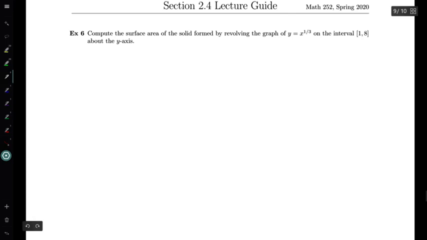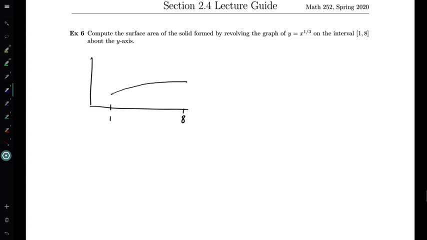So here we want to again draw our picture. We have x to the 1/3 on the interval from 1 to 8. We know that we have a curve that looks something like this. This time, however, note that we're revolving about the y-axis. So I'm taking these pieces here and I'm revolving them about y.